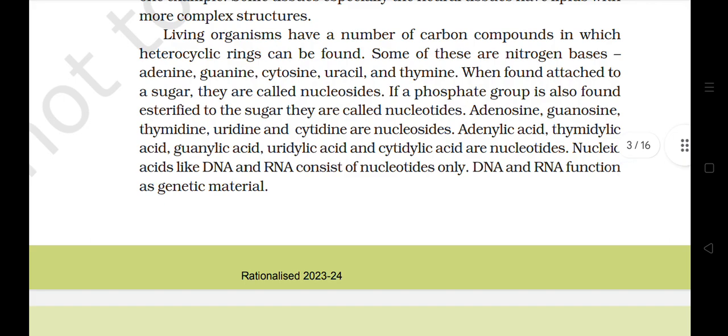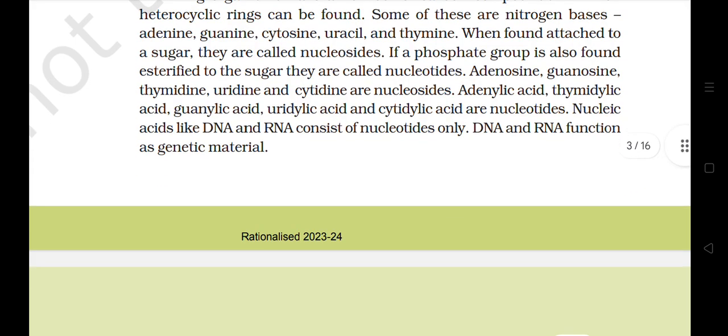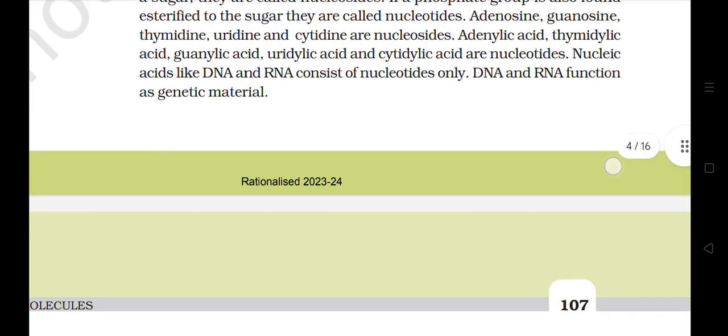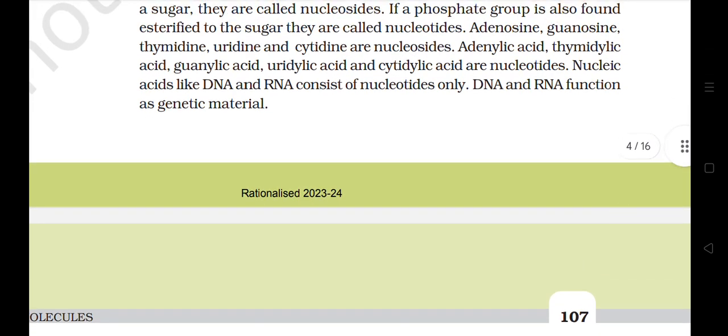Living organisms have a number of carbon compounds in which heterocyclic rings can be found. Some of these are nitrogenous bases: adenine, guanine, cytosine, uracil and thymine. When found attached to a sugar, they are called nucleosides. If a phosphate group is also found esterified to the sugar, they are called nucleotides. Adenosine, guanosine, thymidine, uridine and cytidine are nucleosides. Adenylic acid, thymidylic acid, guanylic, uridylic and cytidylic acids are nucleotides.